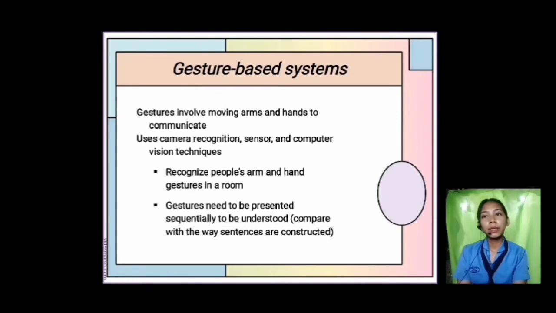Gesture-based systems: gestures involve moving arms and hands to communicate. They use camera recognition, sensors, and computer vision techniques to recognize people's arm and hand gestures in a room. Gestures need to be presented sequentially to be understood, compared with the way sentences are constructed.